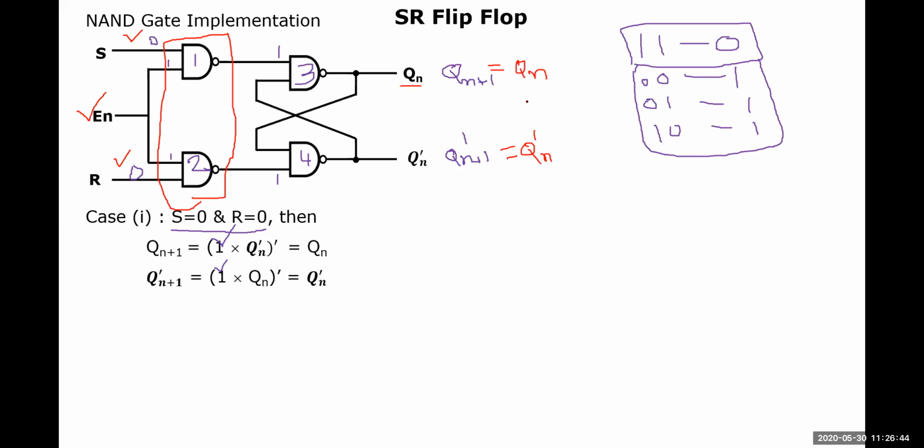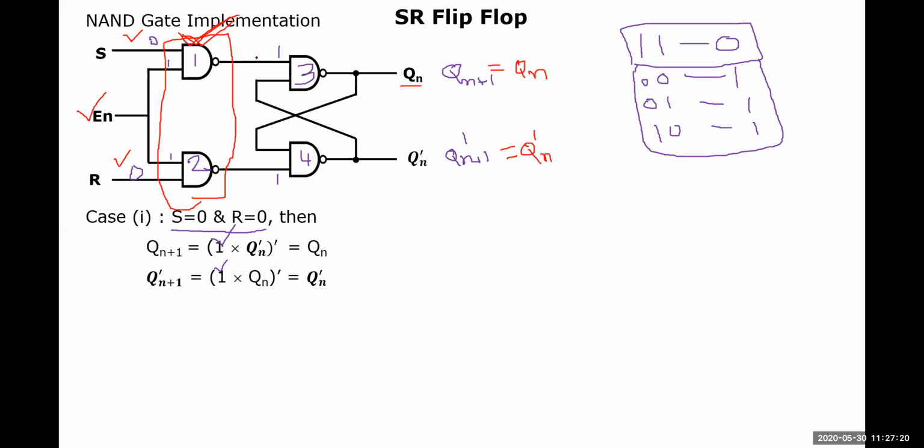Why did it happen like this? Because of this second level incorporation of the gates. If the second level gates did not exist, then S would be directly connected to the third gate and R directly connected to the fourth gate. If directly connected to the third and fourth gates, that will be considered a latch, not a flip-flop.